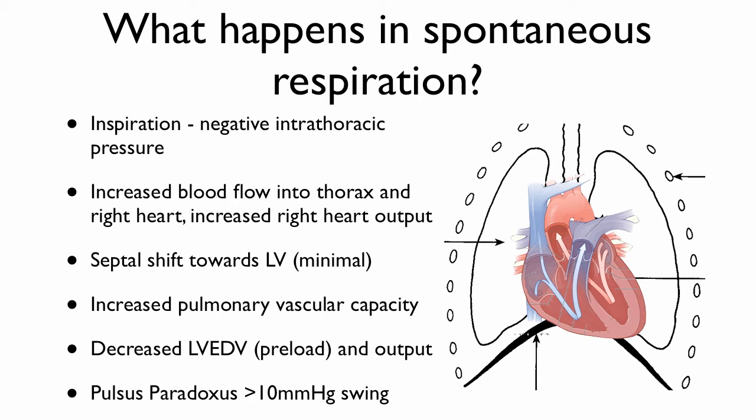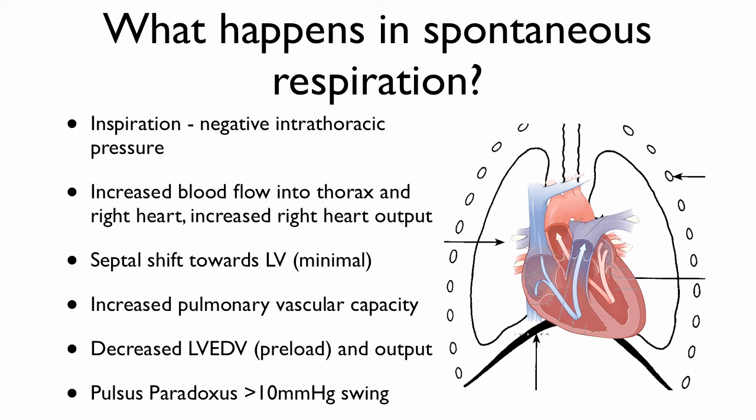So we start to think now about how some of these are affected in initially spontaneous respiration and then in mechanical ventilation. So in spontaneous respiration, on inspiration, obviously we've got negative intrathoracic pressure. So this increases the blood flow into the thorax and into the right heart. And because the heart, if it can, will pump out what it gets, this increases the right heart output.